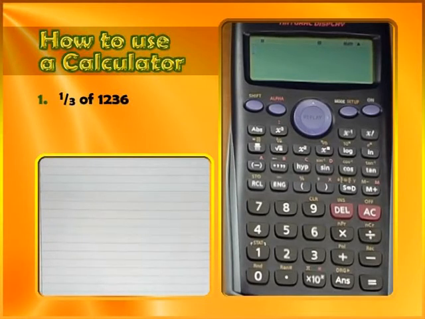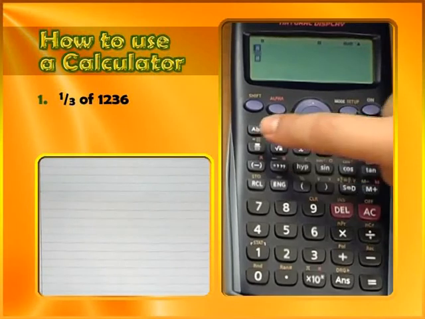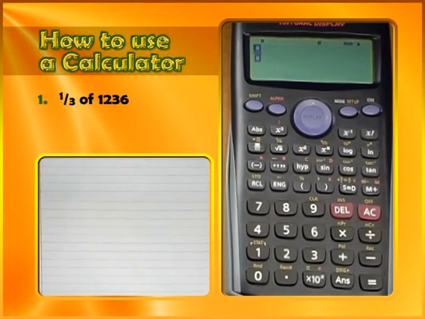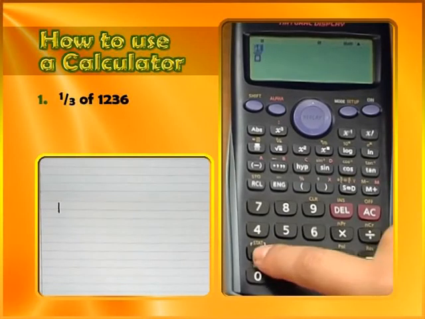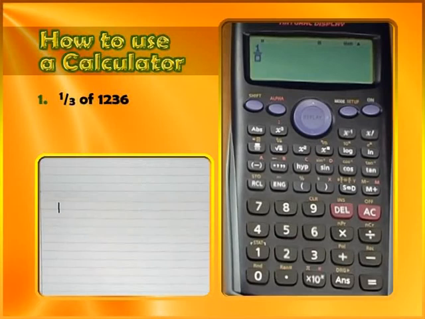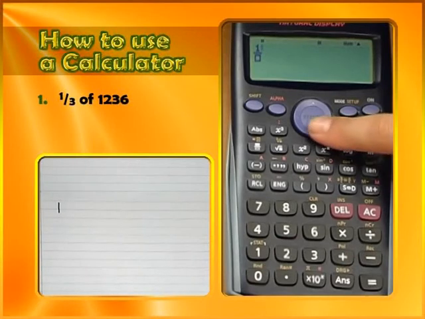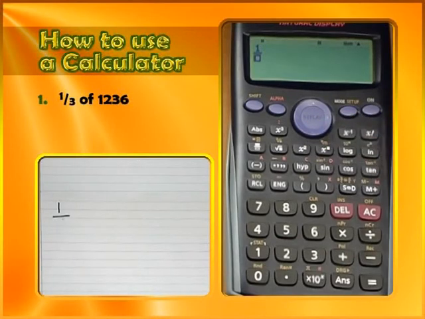We first must key in the fraction button. Which button is that? The fraction button there. When you press that button, you're ready to key in the fractions. You key in the numerator, which is 1, and then you press the arrow button downwards to go to the denominator, which is 3.